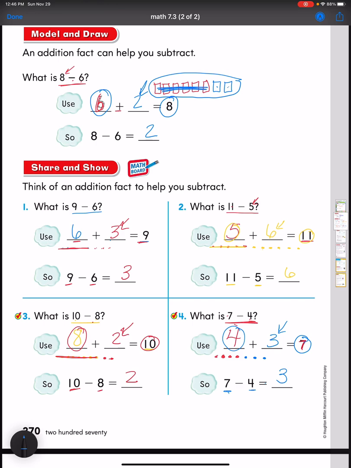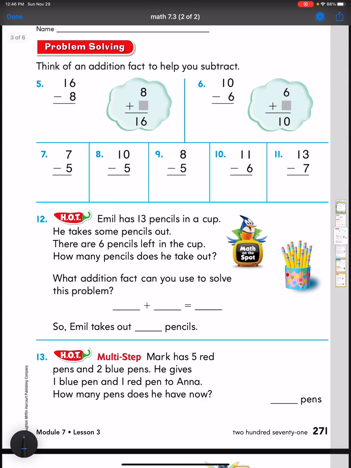And I can check it with my picture. I have 7 dots. If I took away those first 4, you can see I'm left with the 3 I had originally added. All right, let's keep going. Number 5 tells us to think of an addition fact to help you subtract.